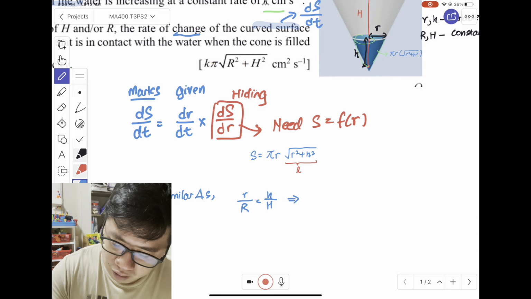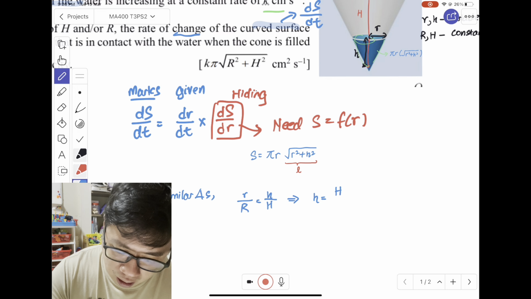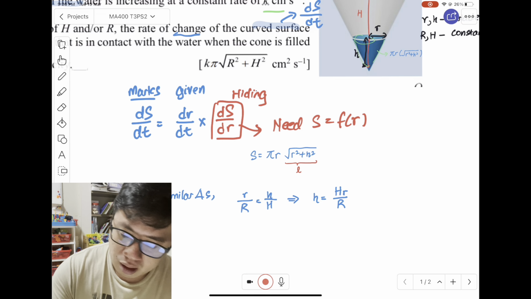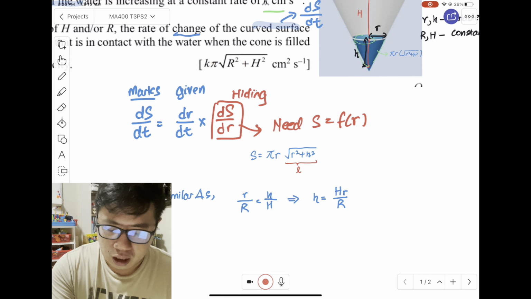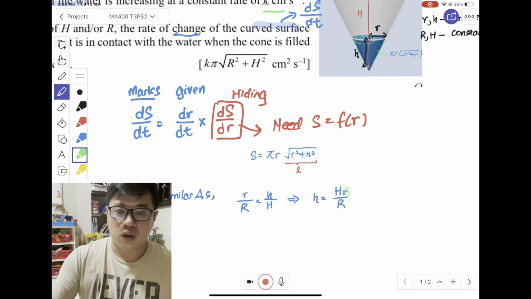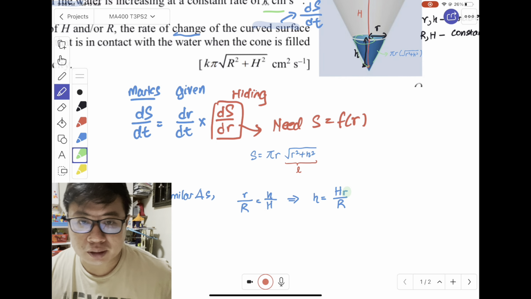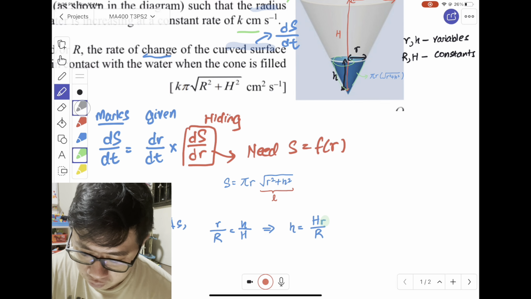Now if you simplify this, you can see that your small h can be written as capital H times small r over capital R. Although this looks very confusing, do note that only small r here is the variable. Capital H and capital R are constants. Okay. Now I'm going to take this and of course you can see the next part.